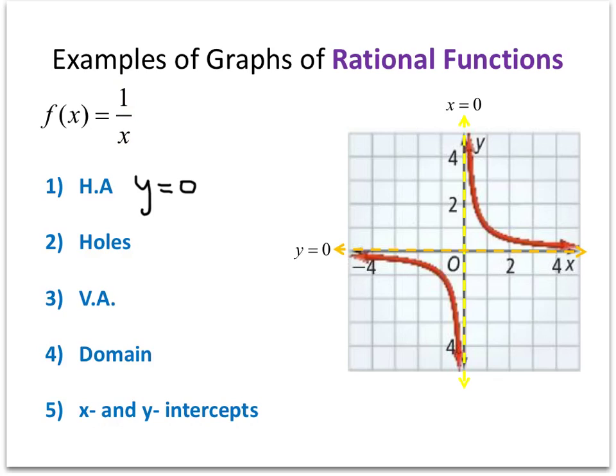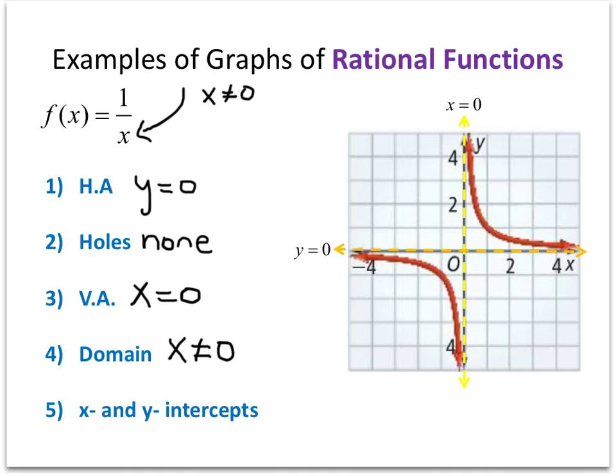Now this function will not have any holes, which you can see in the graph, because I do not have any terms that divide out. I do have a vertical asymptote. The vertical asymptote is going to be at x equals 0 because that is the value of the denominator that is giving me issues here. And my domain, well remember our domain was x could not be equal to 0. And why? Because that's the value that makes the denominator 0.